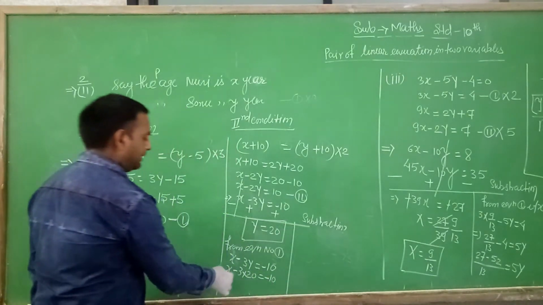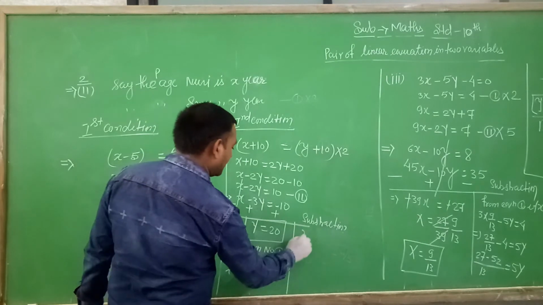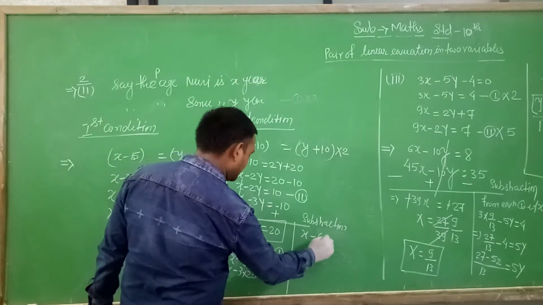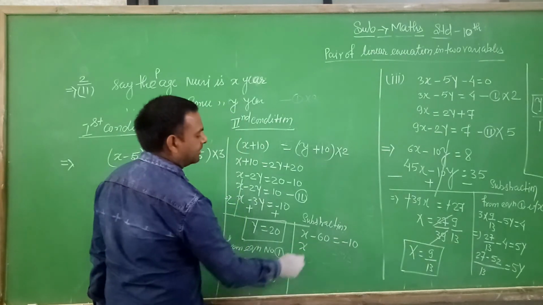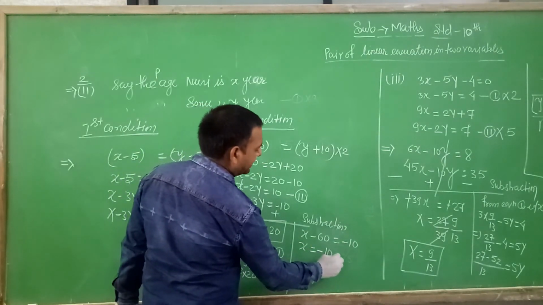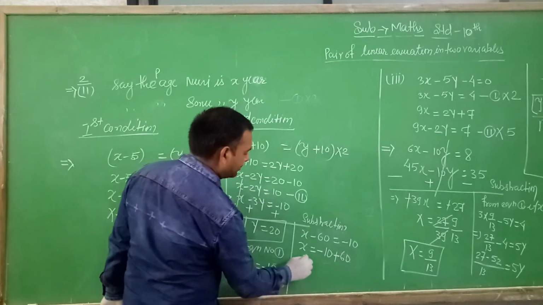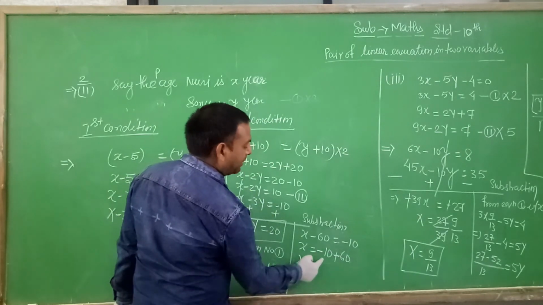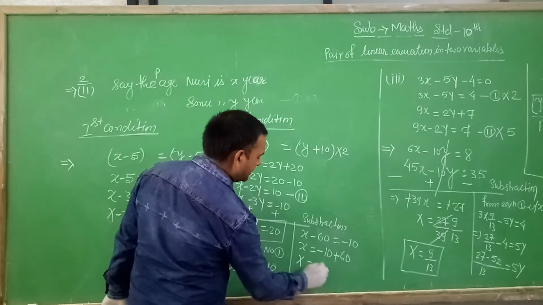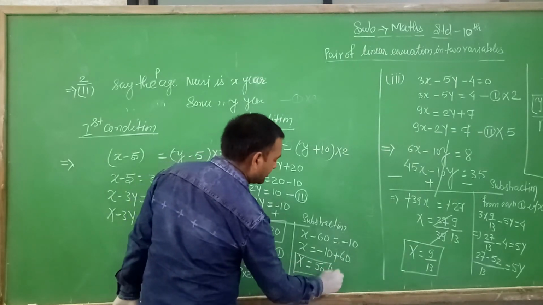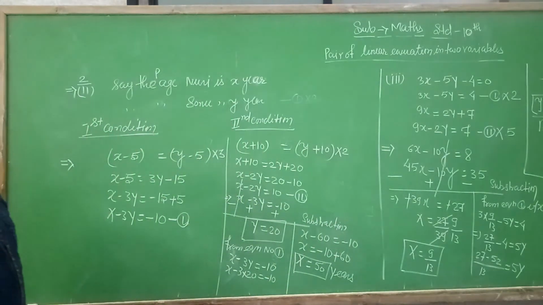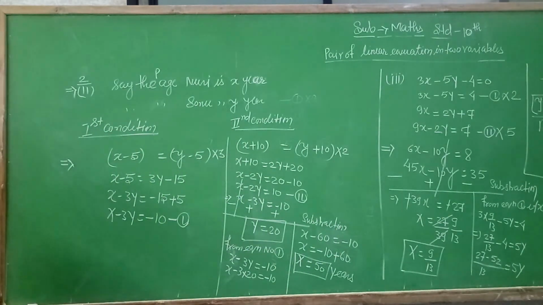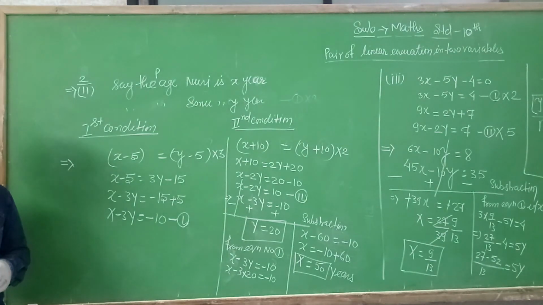Therefore 3 times 20 is 60. So x minus 60 is equal to minus 10. So x is equal to minus 10 plus 60, which is equal to 50 years. So the age of Nuri is 50 years and the age of Sonu is 20 years.